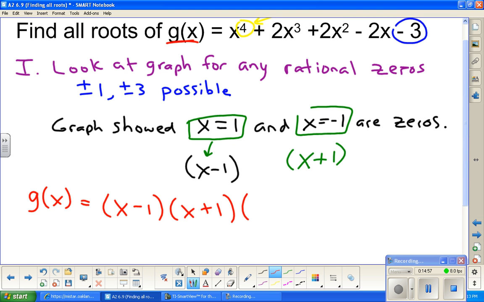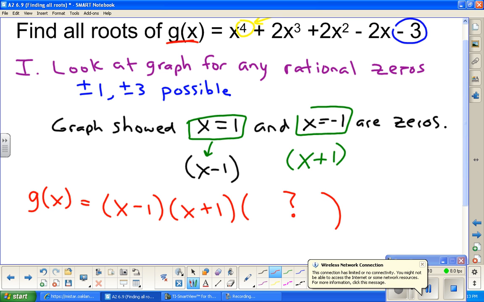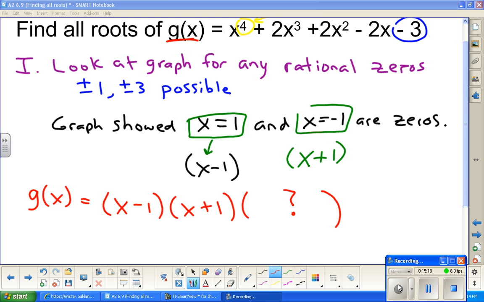There's some other unknown factor out there that we don't know. That's where the other zeros are going to come from. But we know two of the factors. Here's another thought. We know there's four total zeros. We have two of them, so we know two factors.